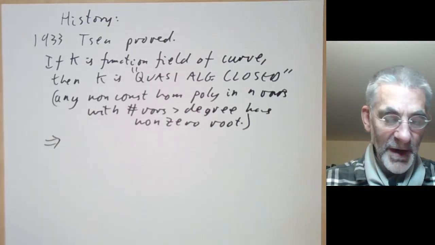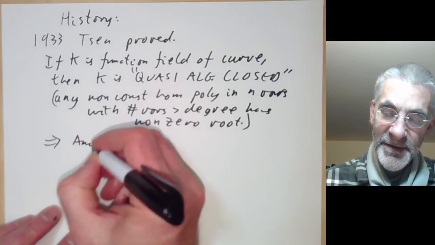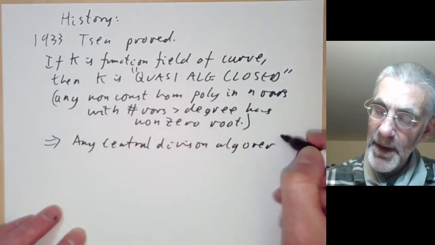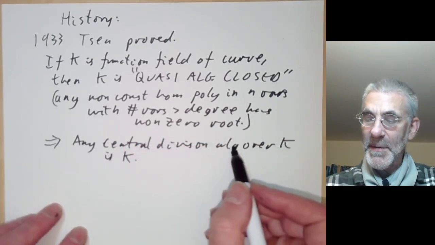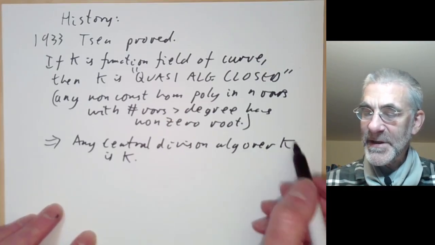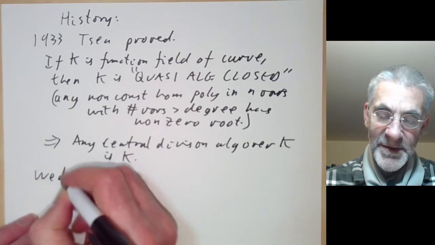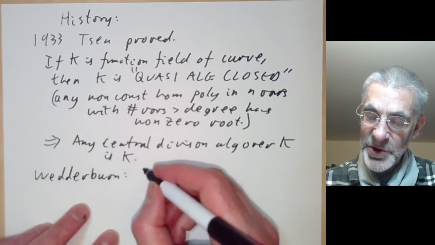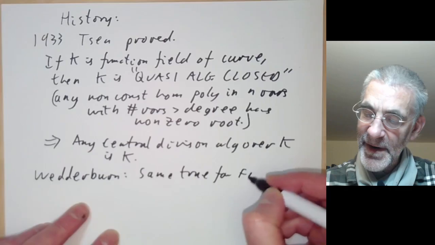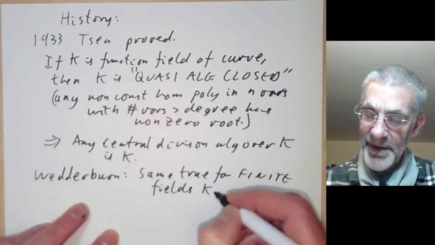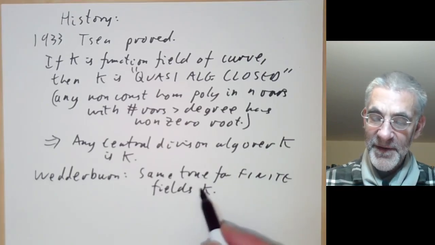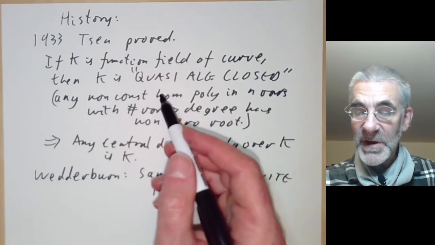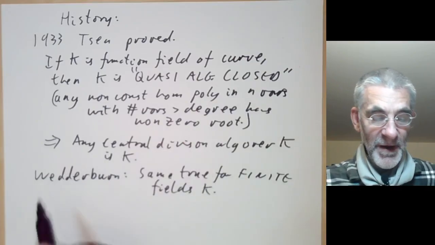And I think Artin noted that a consequence of this is that any central division algebra over K is just K. A central division algebra means a division algebra that's finite dimensional over K and whose centre is exactly K. And there's a famous theorem by Wedderburn, I've been told off for pronouncing this in a German way when it's actually Scottish, which says that the same is true for finite fields K, that any finite dimensional central division algebra over a finite field must be equal to K. So this suggested to Artin that maybe finite fields were also quasi-algebraically closed, because this would give another proof of Wedderburn's theorem.